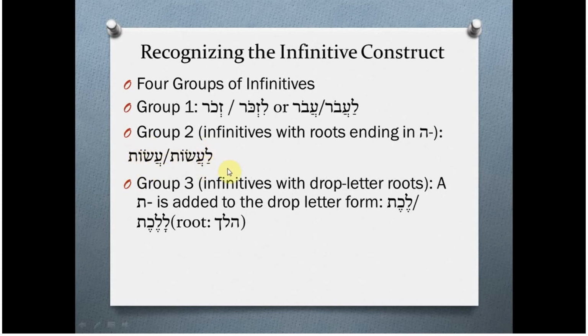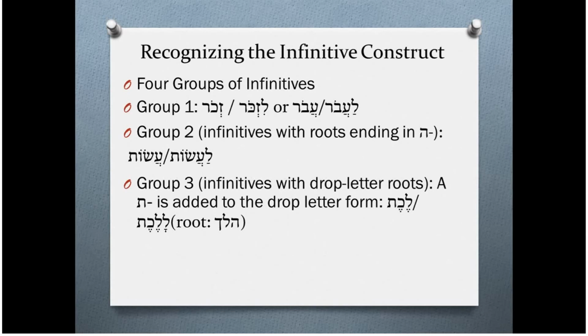And again, here we see it working with the lamed attached. So in this case, asot comes from asa, so you would translate it how? How would you translate this infinitive? To do. And that's how you would do it, in fact, both with the lamed and without it. Group 3, infinitives with drop letter roots. And so here's one example.